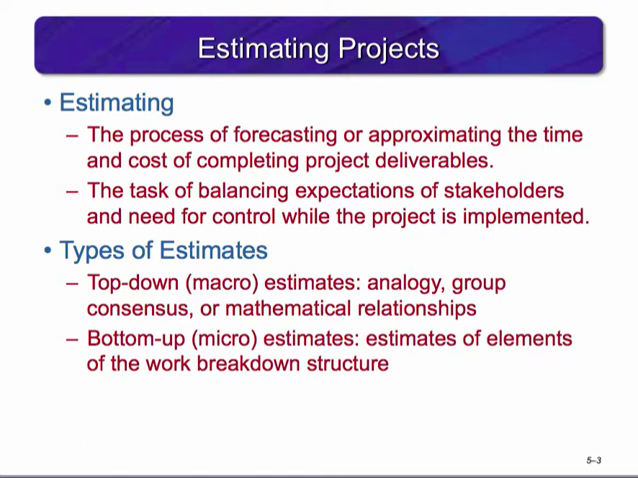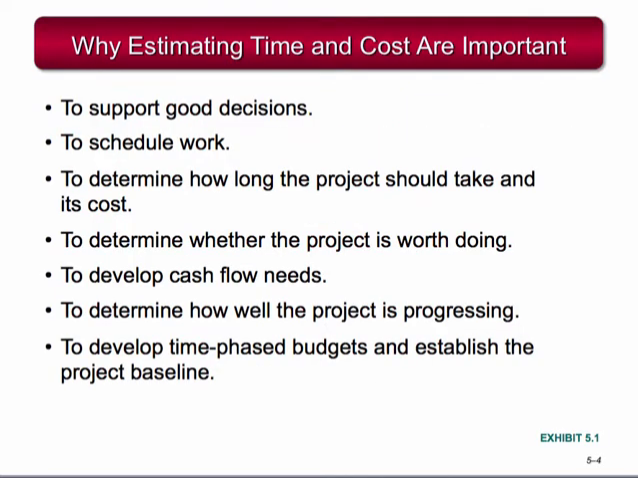Today we'll talk about top-down estimates, also known as macro estimates, and bottom-up estimates, also known as micro estimates. The top-down approaches involve analogy, group census, or mathematical relationships. For bottom-up, the approaches involve estimates of elements of the work breakdown structure. In some respect, the vast majority of projects will overrun or overspend to some degree, largely because the project manager was over-optimistic in their estimates as to how long it would take or cost.